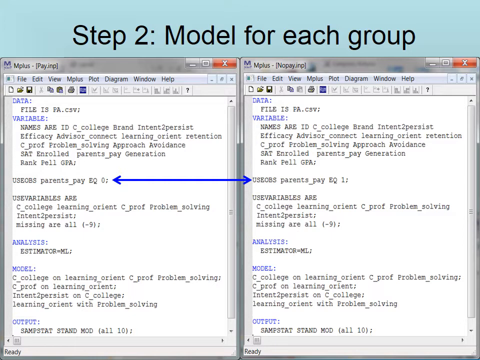In step 2 here, we're going to test each model separately. As you can see here, the only new code we have is the useObs variable. And here it's useObs equals parents pay equal to 0 on the left-hand side, and useObs parents pay equal to 1 on the right-hand side. Basically, all we're doing here is telling Mplus on the left-hand side to only use those individuals where parents pay is equal to 0. On the right-hand side, we're going to use only those in the sample where parents pay is equal to 1.